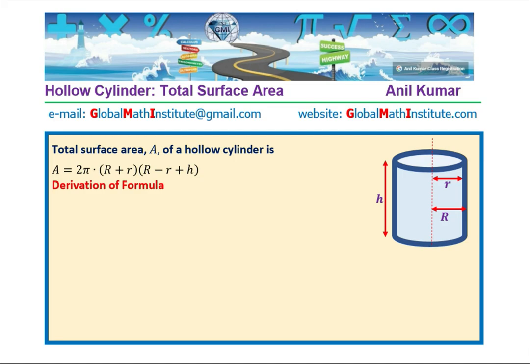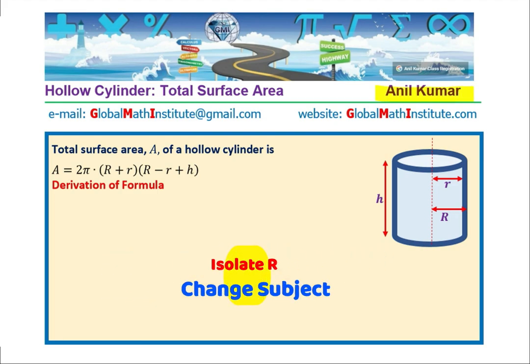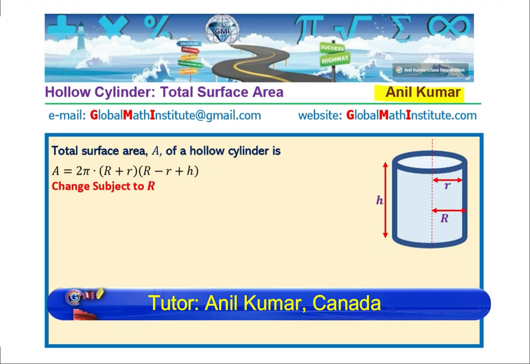Total surface area of a hollow cylinder is given by the formula A equals 2 pi times (capital R plus small r) times (capital R minus small r plus h). We will see in this video how to isolate the outer radius of this hollow cylinder using the strategy of completing the square. I am Anil Kumar.